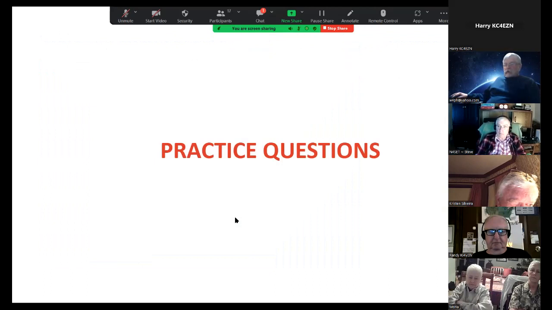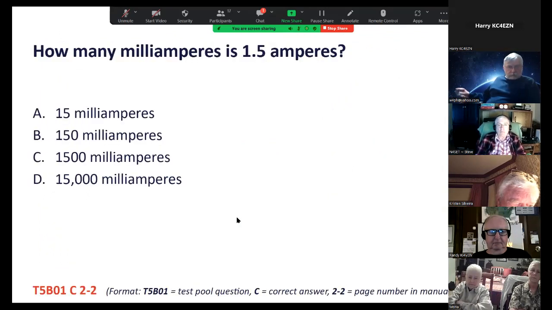And we have practice questions here. We have interspersed them. And this is how it works. How many milliamperes are 1.5 amperes? Well, a milli being 1,000, if it was written, it'd be 1500 milliamperes. And so how many milliamperes are in 1.5 amperes is 1500 milliamperes.